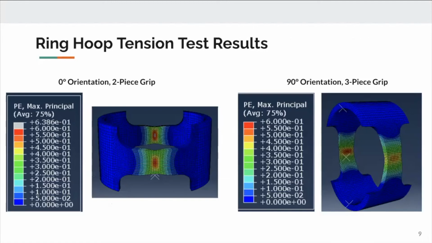The top results include the 2-piece grip, which has a specimen gauge at 0 degrees to the loading axis, and the 3-piece grip with the specimen gauge oriented 90 degrees to the loading direction. This corresponds to scenario 3 from the table before.